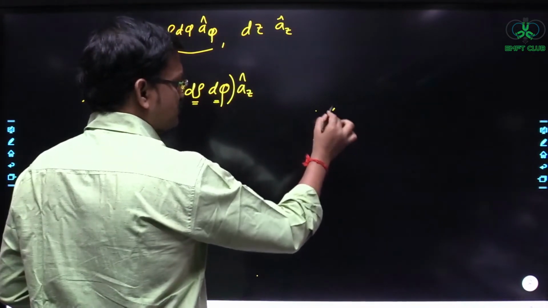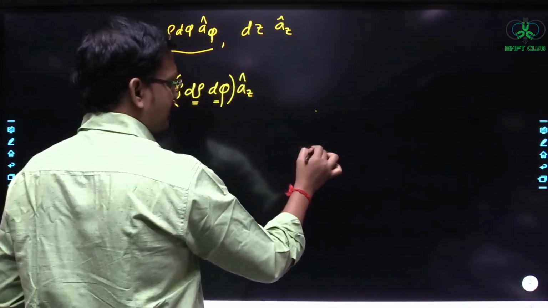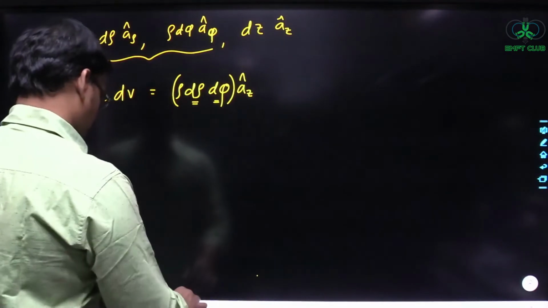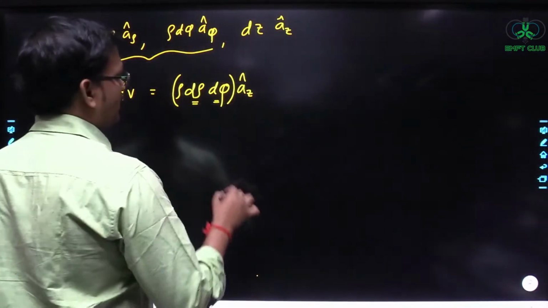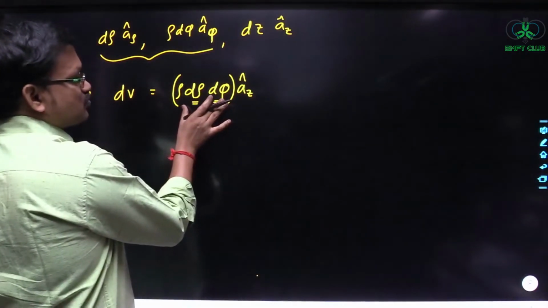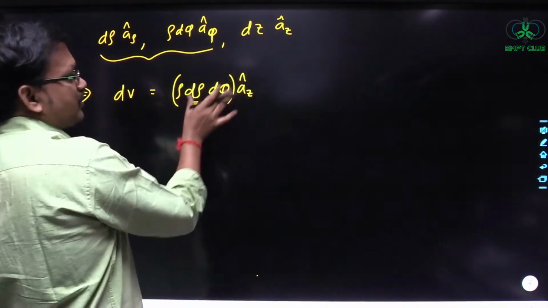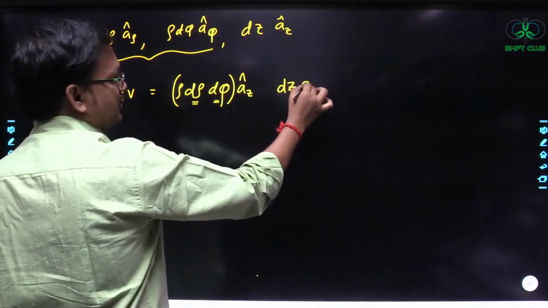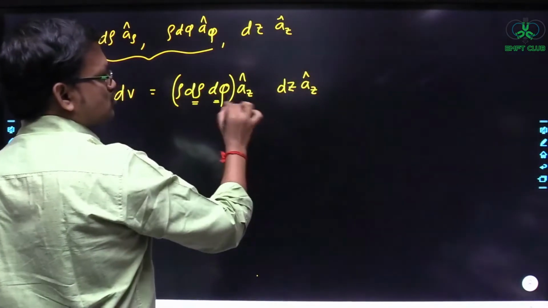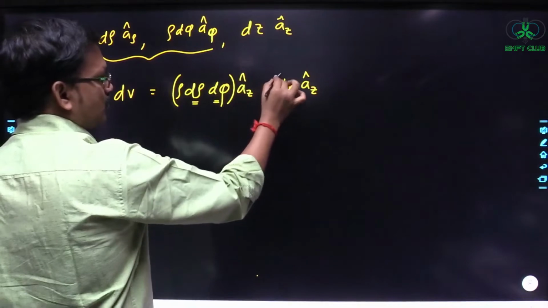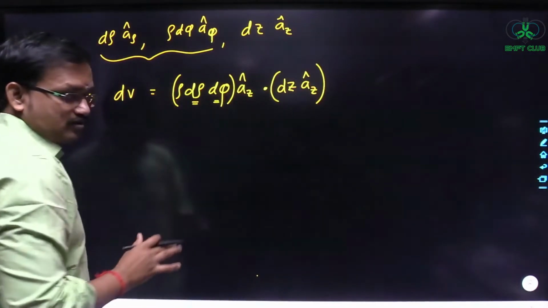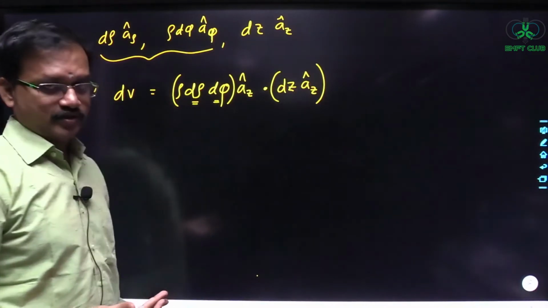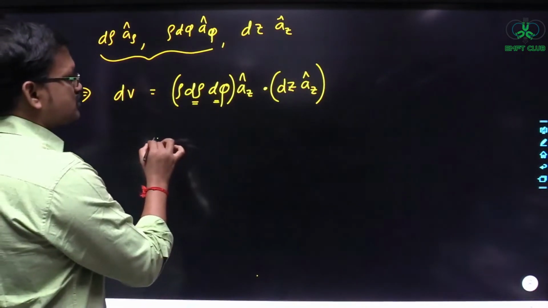So take any small differential area and extend it in its perpendicular direction. You are going to get the differential volume here, right? We have already seen this. So you have to extend this small differential area in its perpendicular direction, that is along dz az cap direction. So what you have to do here is the dot product. We have seen these things already. Whatever we followed in the rectangular coordinate system, the same thing we are following here.